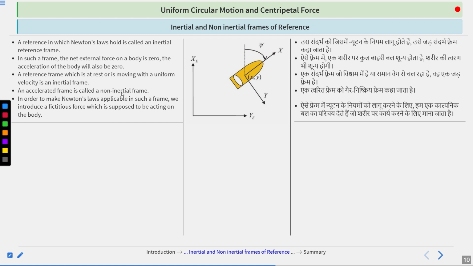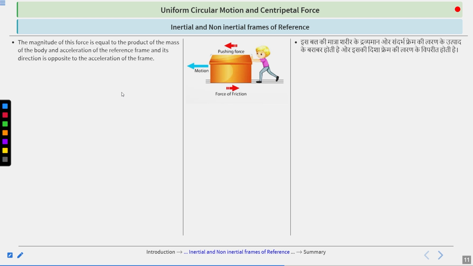In order to make Newton's laws applicable in such a frame, we introduce a fictitious force which is supposed to be acting on the body so that Newton's law of equal and opposite reaction could be applied here. The magnitude of this force is equal to the product of the mass of the body and the acceleration of the reference frame, and its direction is opposite to the acceleration of the frame.